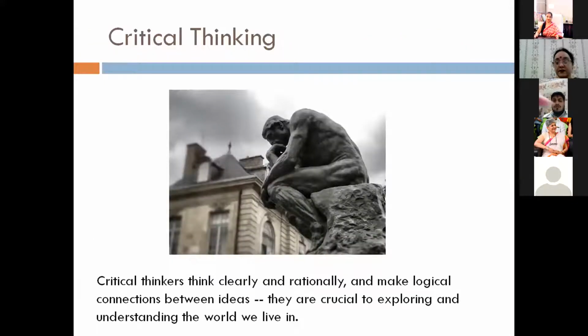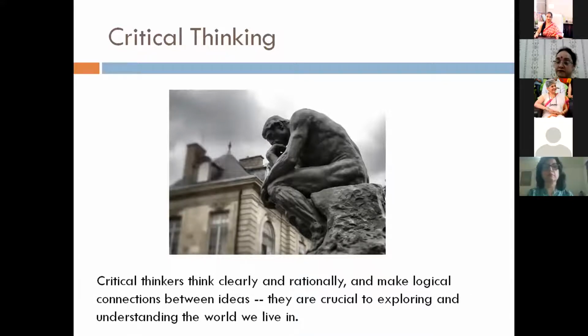As we all know, critical thinking is crucial to exploring and understanding the world we live in. I think we've done a lot of critical thinking during this pandemic situation also, because this pandemic has made us think and realize a lot of things which are essential for survival. Why we should be taking precautions, who we should be listening to: the authorities or government guidelines, or our parents or family members.